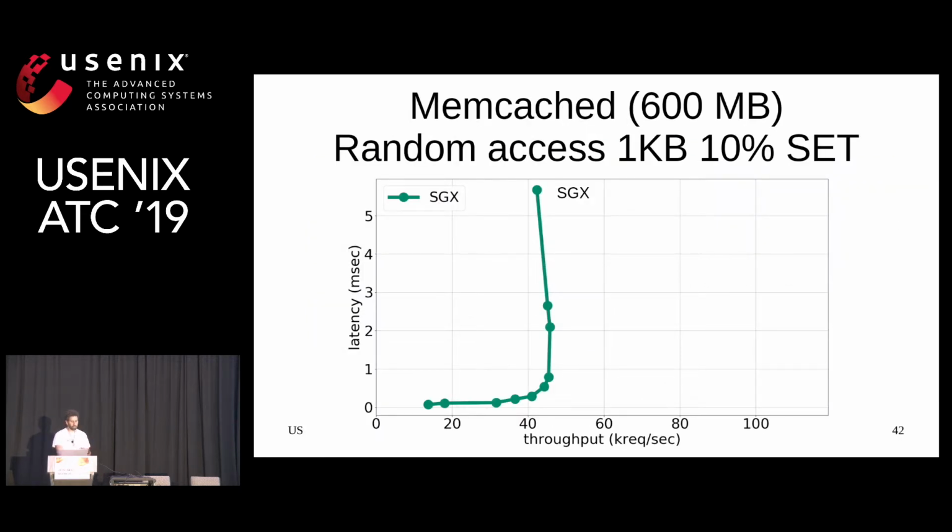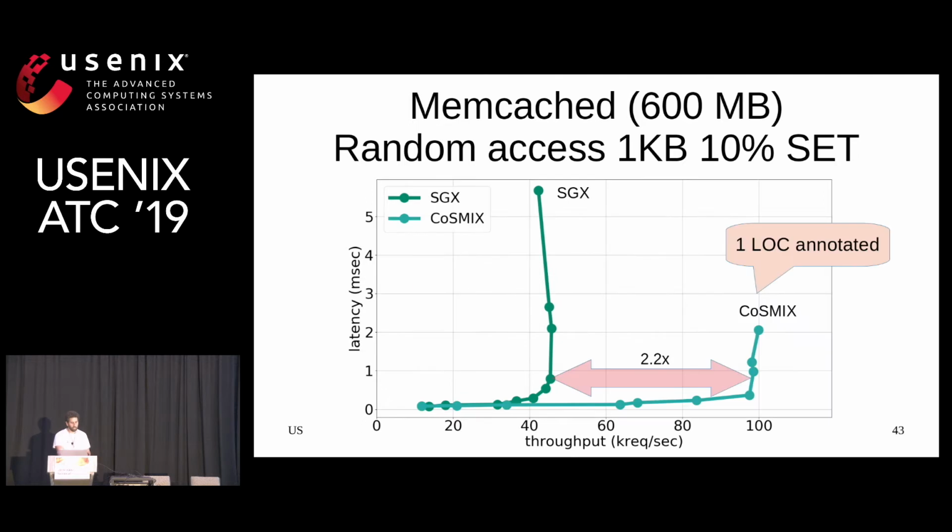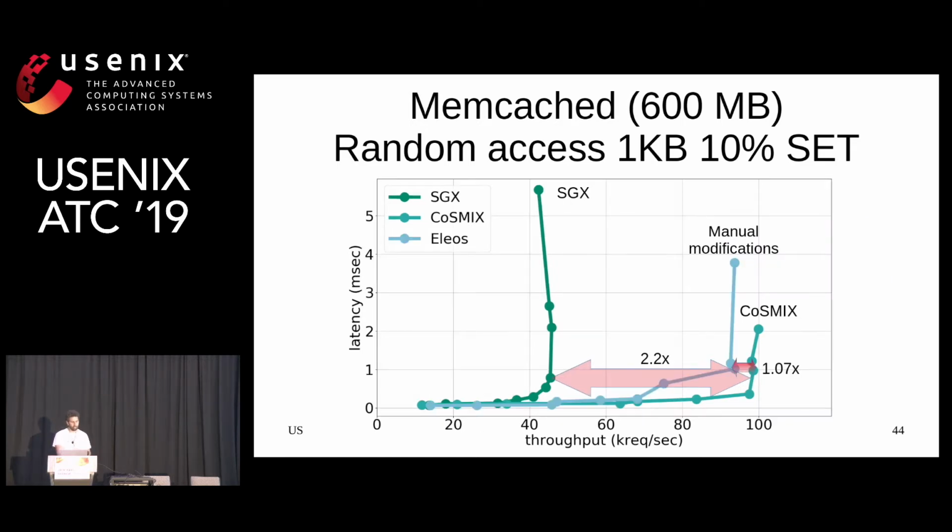Memcached we used with about 6 times the available SGX memory, performing random accesses for 1 KB items, 10% sets and 90% gets. We plotted the throughput-latency graph, running with SGX alone. By annotating a single line of code with in-enclave paging, we're able to boost the performance by more than 2 times. We compared that to a manually modified version of in-enclave paging from previous work, and to our surprise, it was 7% faster than that.